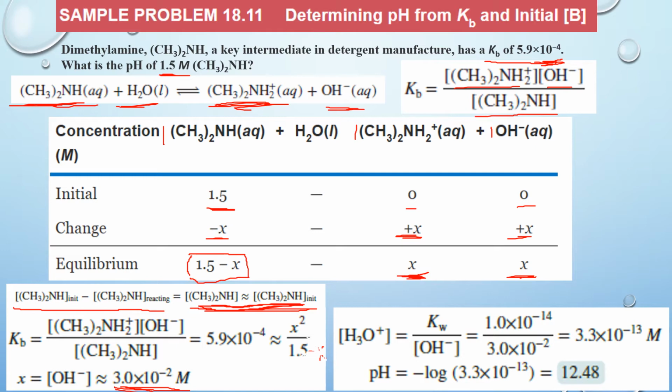Based on Kw, which is 10 to the negative 14, we can calculate the proton concentration from the hydroxide concentration. The proton concentration is going to be 10 to the negative 14 divided by the hydroxide concentration. Then you can convert that into pH. It's exactly a similar approach to the way we solve equilibrium problems for weak acids.